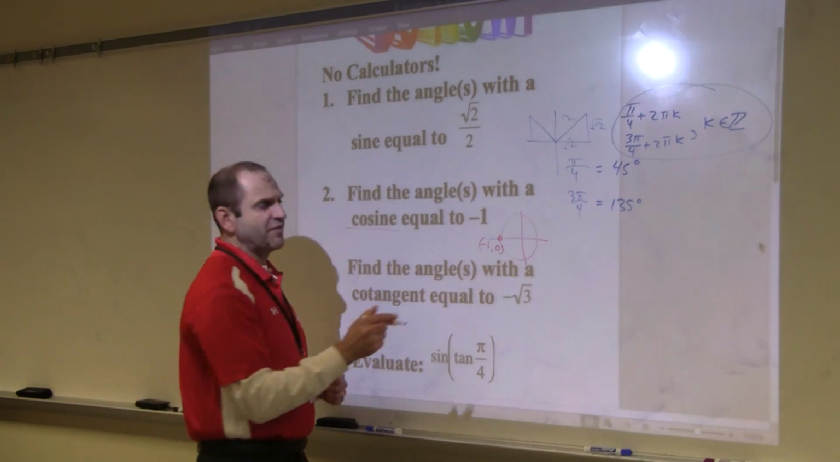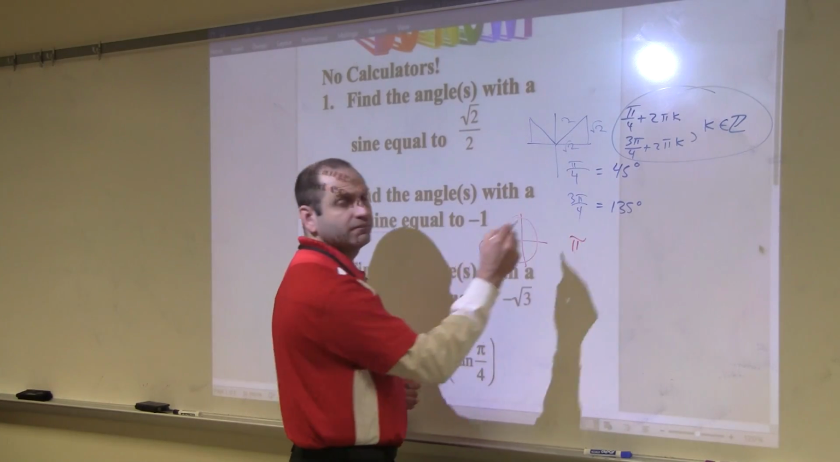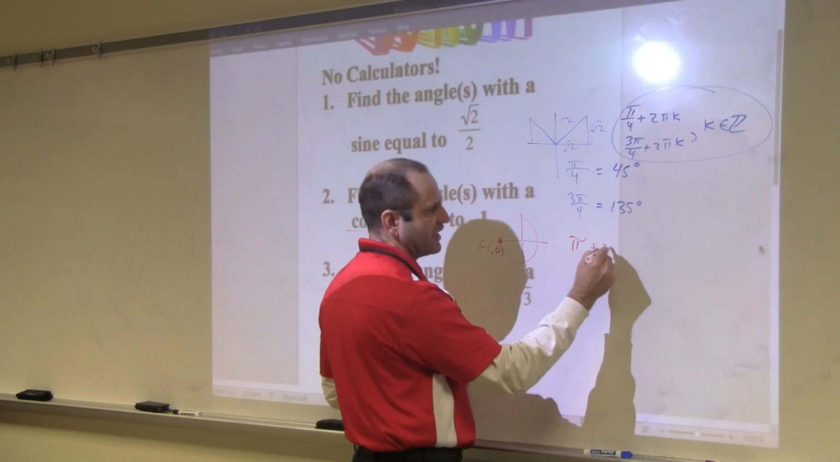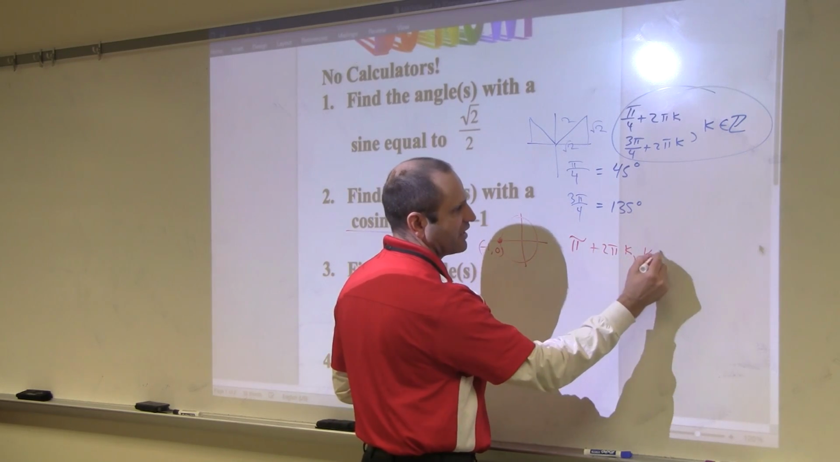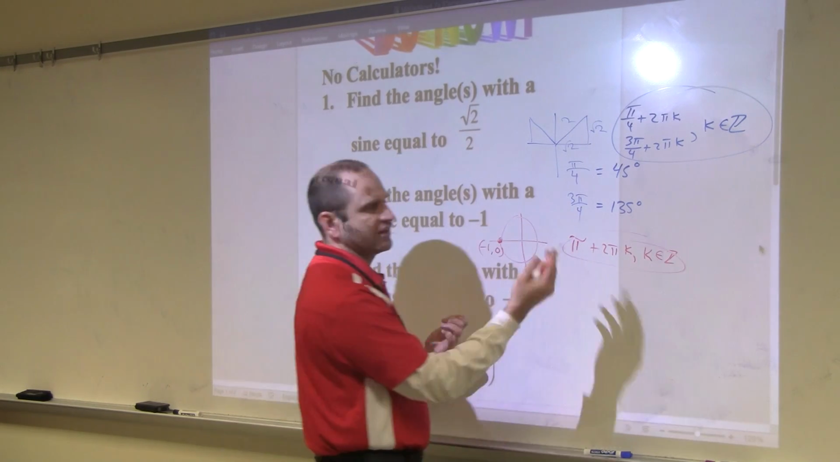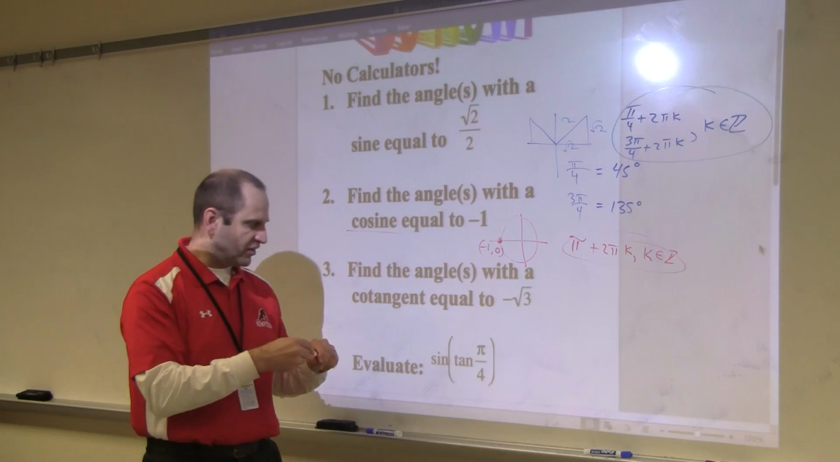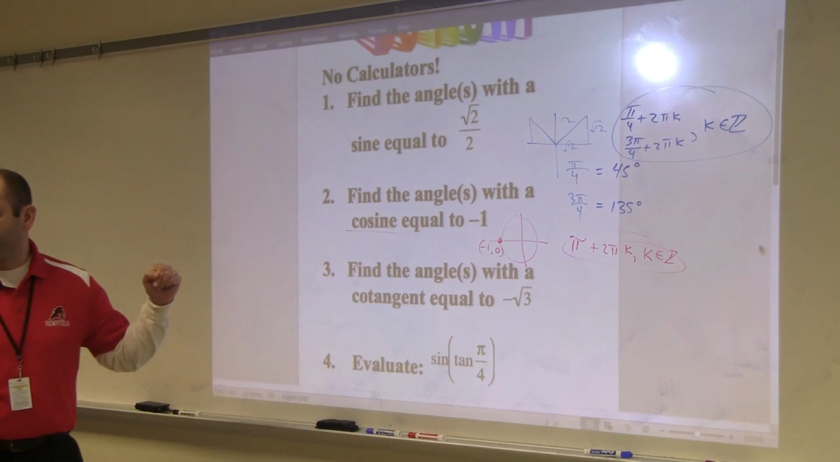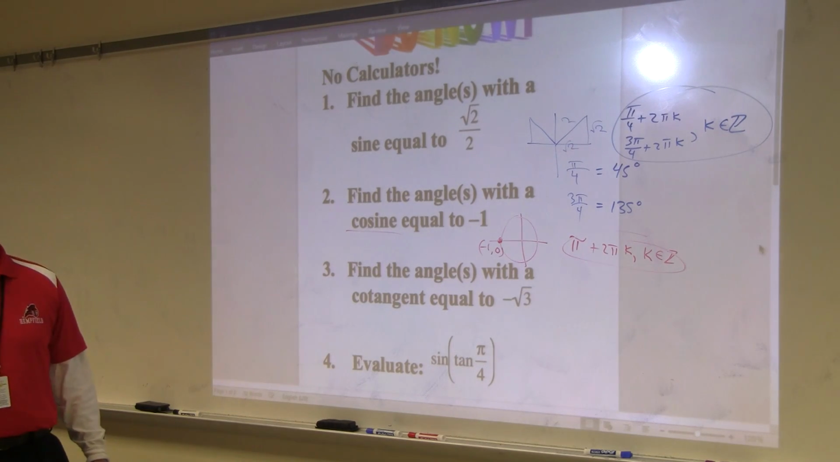However, we have an infinite number of ways of getting there, don't we? So if you say pi, you want to add to that plus 2 pi k, where k is an integer. Of course, you could have done that in degrees, 180 plus 360k. How many had that or something equivalent? Okay. How about the third one?